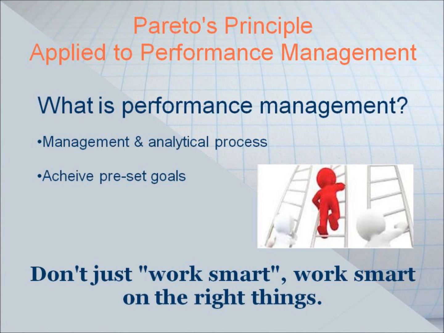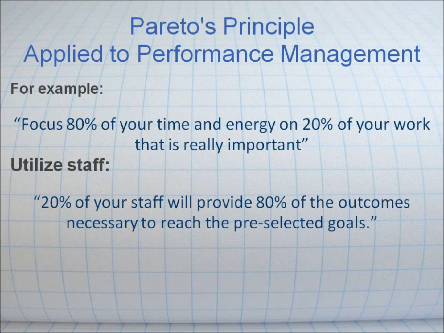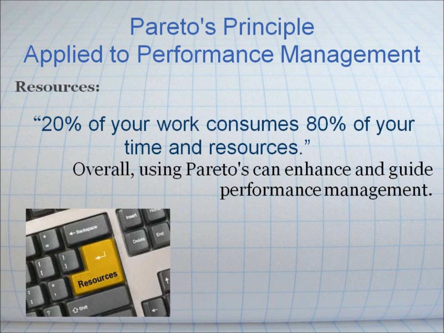Don't just work hard, work smart on the right things. For example, focus 80% of your time and energy on the 20% of your work that is really important. You can also utilize your staff to help perform the work that is important. For example, 20% of your staff will provide 80% of the outcomes necessary to reach the pre-selected goals. In addition, time and effort must be managed efficiently to perform those goals. For example, 20% of your work consumes 80% of your time and resources.